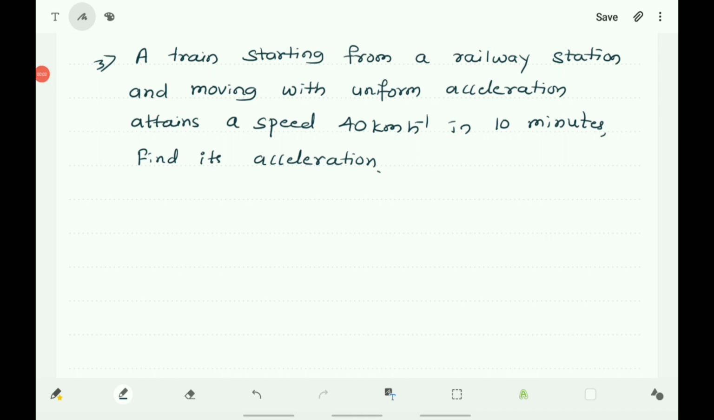See, again there is one question. A train starting from a railway station and moving with uniform acceleration attains a speed of 40 km per hour in 10 minutes. Find its acceleration. So here the train starts from the railway station means its initial velocity is 0. And it reaches a speed of 40 km per hour, that is v equals 40 km per hour. And the time t equals 10 minutes.